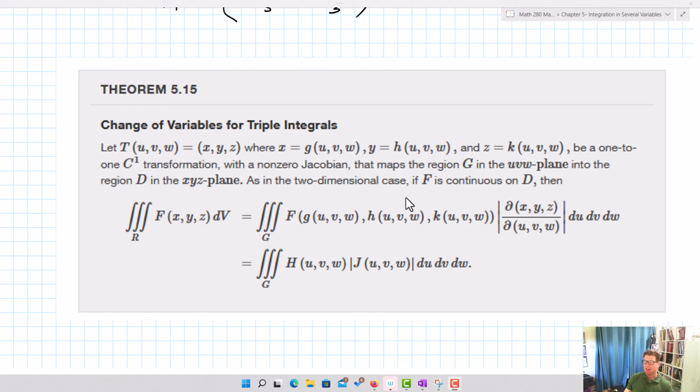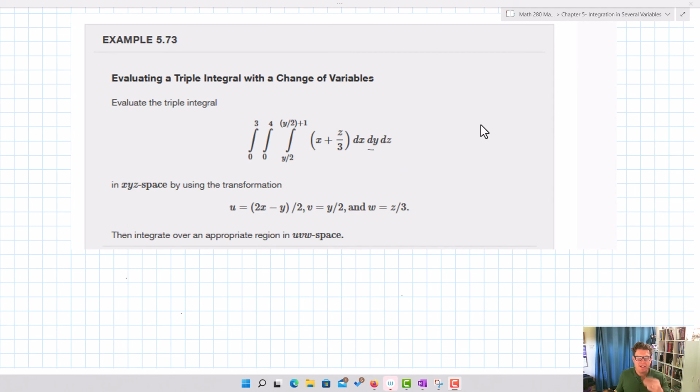Okay? And that's it. So let's actually take a look at an example, and I think that will be better for us in terms of seeing how this works. All right, now let's evaluate this triple integral using some change of variables. So we've got the integral from 0 to 3, 0 to 4, integral y over 2 to y over 2 plus 1, of x plus z over 3 dx dy dz. We're going to do that in xyz space by using the transformation u equals 2x minus y over 2, v equals y over 2, and w equals z over 3. Okay?